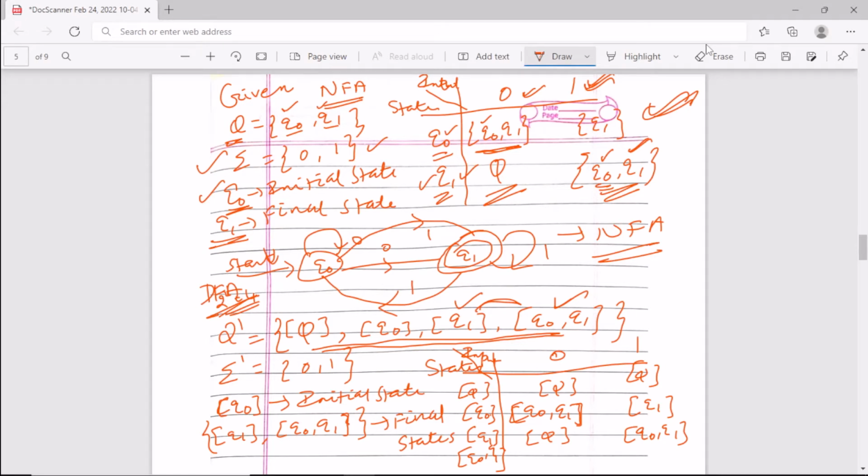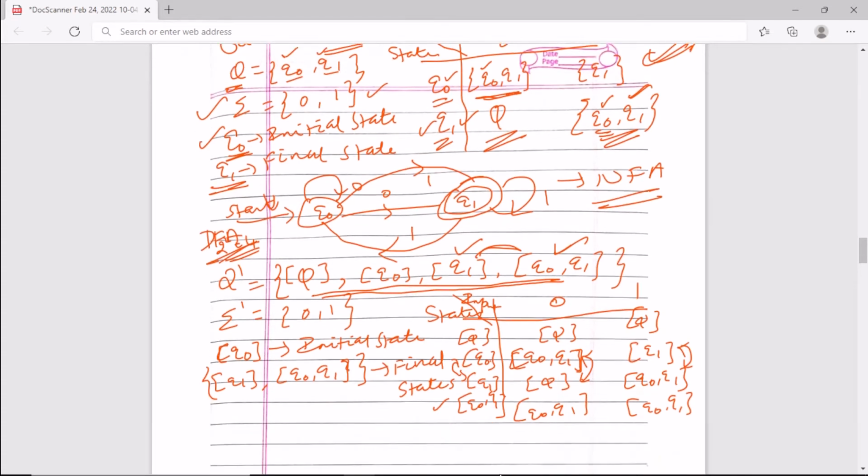Next, Q0, Q1. How can we write down this Q0, Q1 state? You have to take the union of these two. By reading 0, take the union of Q0, Q1 and phi, so you have Q0, Q1. Next, Q0, Q1 by reading 1: Q0, Q1 union Q1, that is Q0, Q1. That's all. So this is the transition function. Okay, simple. Within a page you can complete it and give an equivalent DFA.